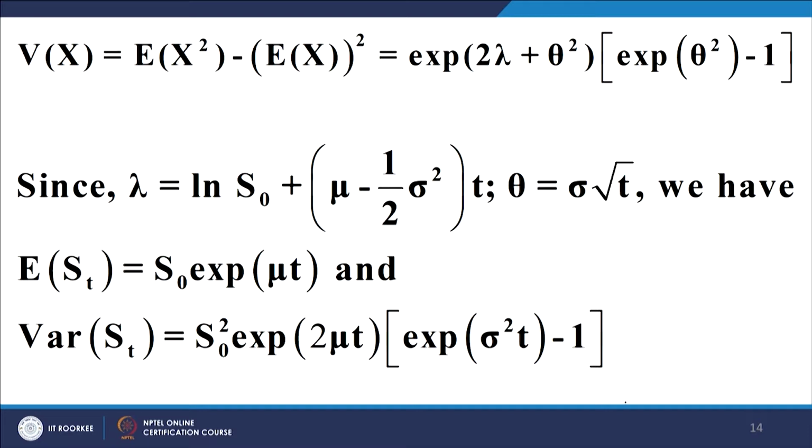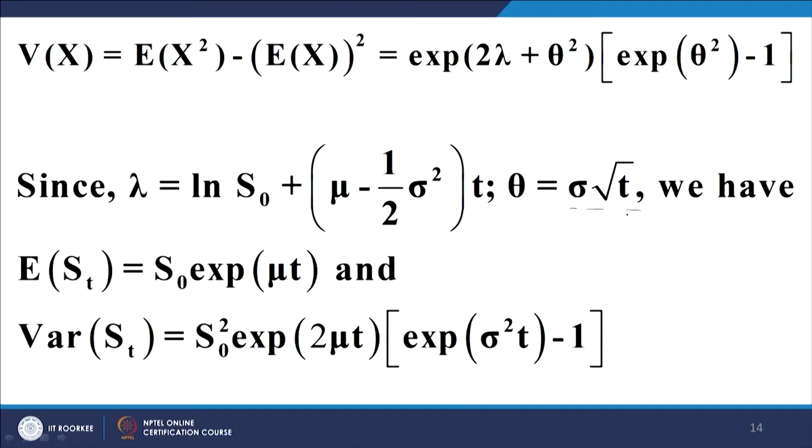Now, in our case, lambda is equal to log of S naught plus mu minus 1 by 2 sigma square t. We have talked about it earlier. This is the mean of our log normal distribution representing the stock price value at ST, and this is the standard deviation of the stock price value at time t in the log normal model. So, on substituting lambda equal to this expression, theta equal to this expression in the earlier results, we get these two results. Mean of ST is equal to S0 exponential mu t, and variance of ST is equal to this expression.